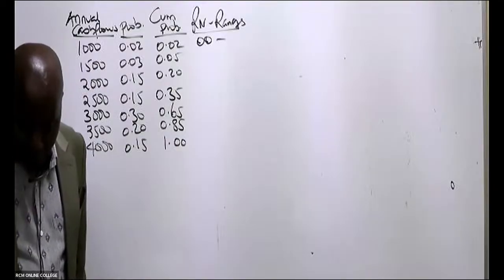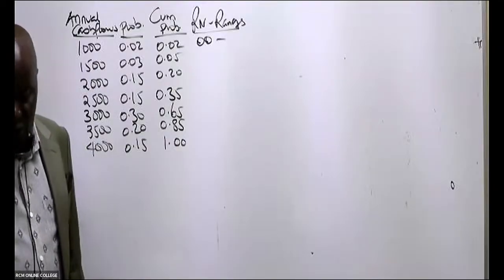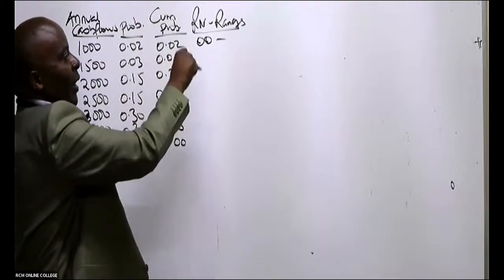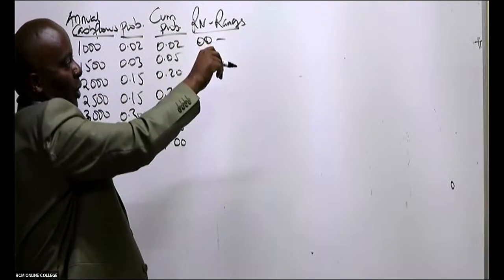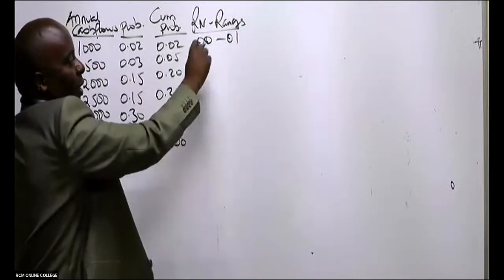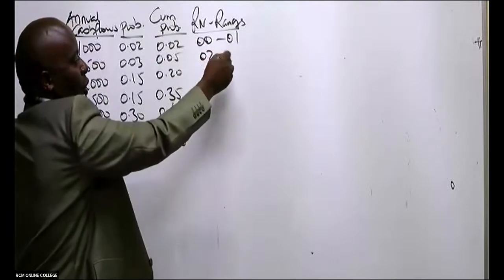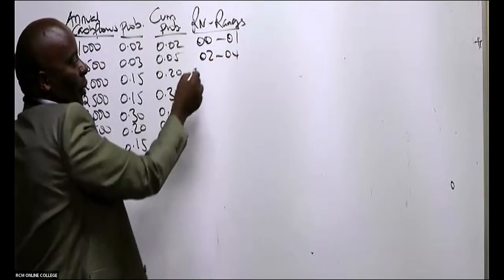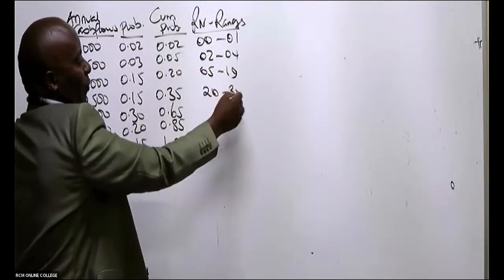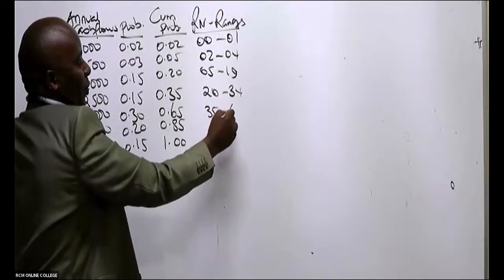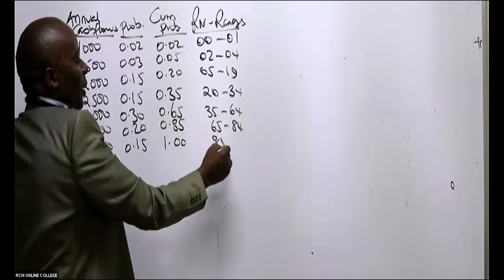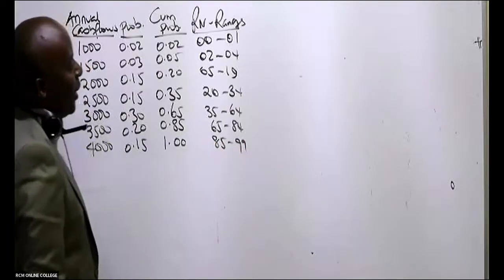002. Thank you so much, Margaret. You must be a very good student. So 002, I can't just write 1, and I can't write 10, for them to be 2 digits. So it is 00 to 01, isn't it? The next class will be 02 to 04. Then we have 05 to 19, 20 to 34, 35 to 64, 65 to 84, 85 to 99, like that.